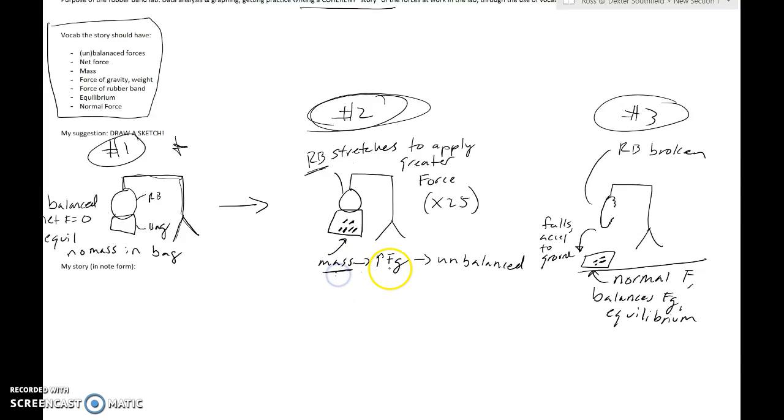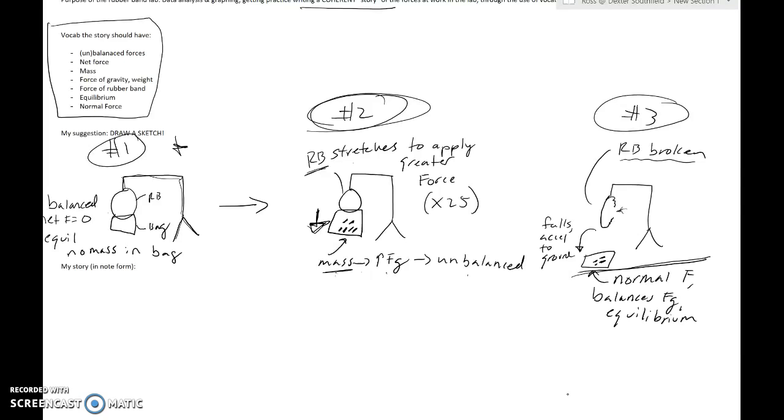That the mass is going to increase, the force of gravity is going to increase, they're going to become unbalanced, the bag is going to move downwards, right? Then the rubber band is going to stretch to apply greater force. That's going to happen again and again and again until, in stage 3, the rubber band breaks. When that happens, as you can see, here's my rubber band with the little broken section right over here. The bag is going to fall. It's going to accelerate towards the ground. Now, here's the ground. It's going to apply a normal force pushing up against the bag with the bolts. That is going to balance the force of gravity, meaning it's going to stop its motion, and that is going to return the bag to equilibrium.